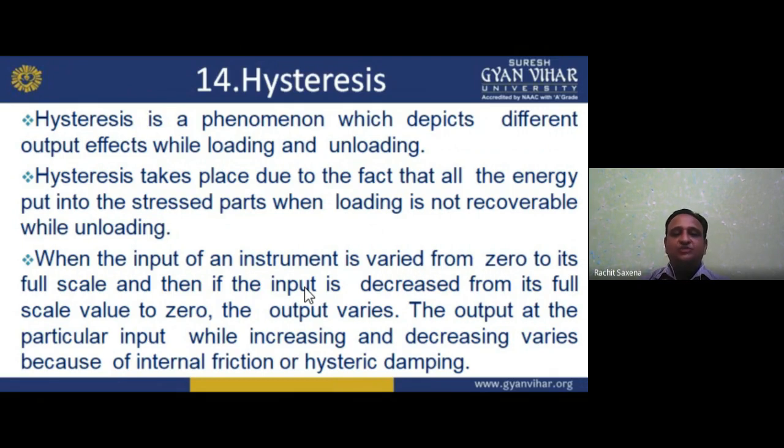When the input of an instrument is varied from 0 to its full scale value, and then the input is decreased from its full scale value to 0, the output varies. What happens? The output at a particular input while increasing and decreasing varies because of internal friction or hysteretic damping.